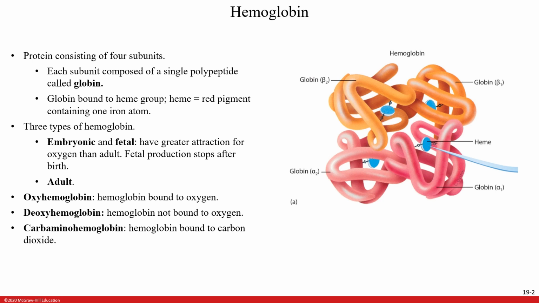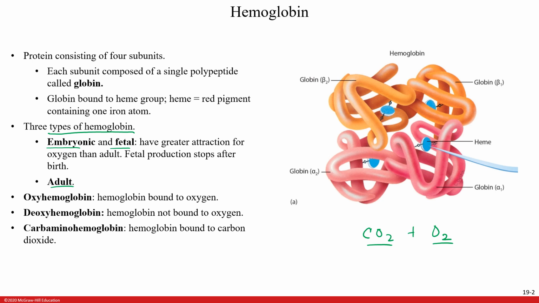Hemoglobin. Hemoglobin is the molecule that carries carbon dioxide and oxygen. It doesn't carry them at the same time, but it will carry both, right? Hemoglobin comes in 3 types: the embryonic and the fetal, and the adult, okay? What you need to know here is that embryonic and fetal hemoglobin has a greater attraction for oxygen than adult hemoglobin does.